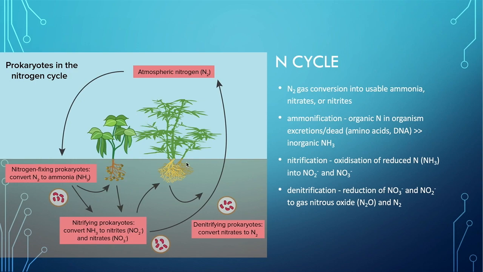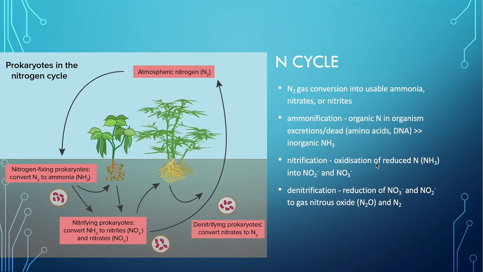But once again, we want these molecules to stay and cycle throughout the soil once made. So the nitrogen cycle relies on nitrogen gas conversion into usable ammonia, nitrates or nitrites, because these are plant available. Ammonification is organic nitrogen in organism excretions and dead organisms, in the form of amino acids and DNA, moving on to becoming inorganic ammonia. So that's what ammonification is: conversion of organic nitrogen that is present in organisms into ammonia.